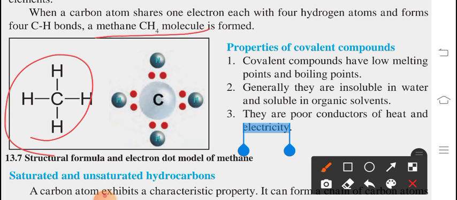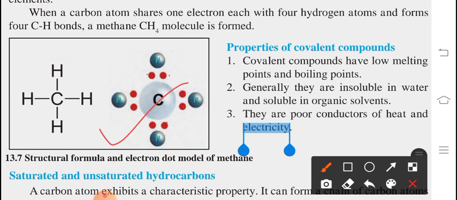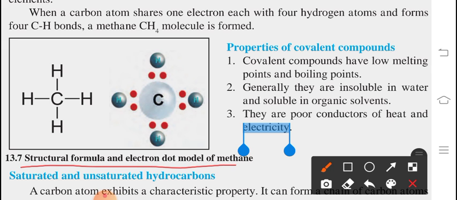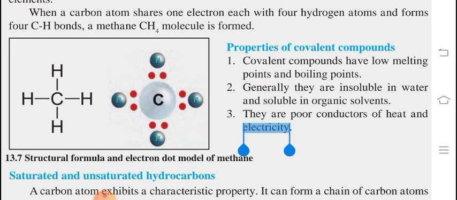So this is the structural formula for methane, or we can make a dot model of methane also, because of 1 electron of carbon and 1 electron of hydrogen, 1 electron of carbon and 1 hydrogen, 1 carbon and 1 hydrogen, 1 carbon and 1 hydrogen. Hence we can make the dot structure of methane also. This is the way of the dot structure. So we can name it the structural formula and electron dot model of methane.